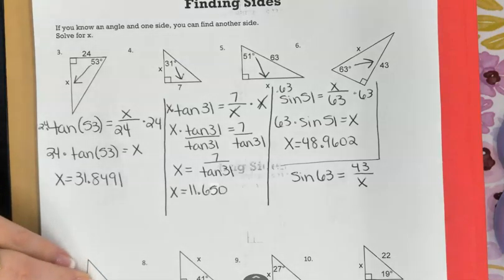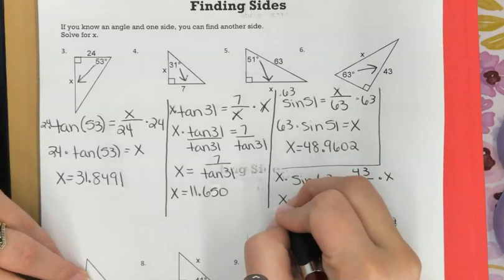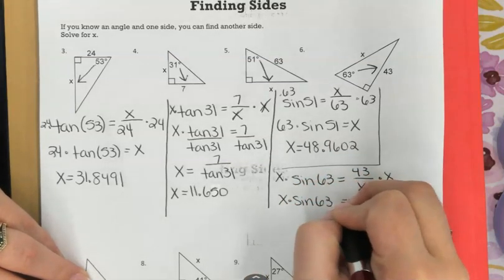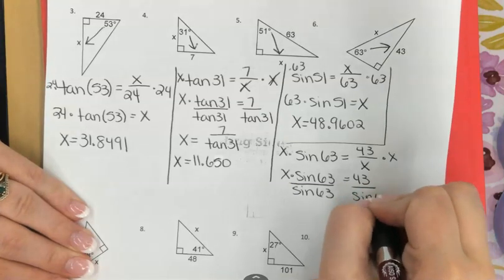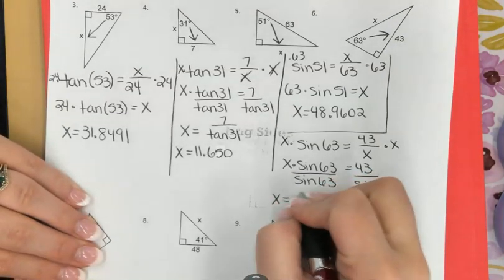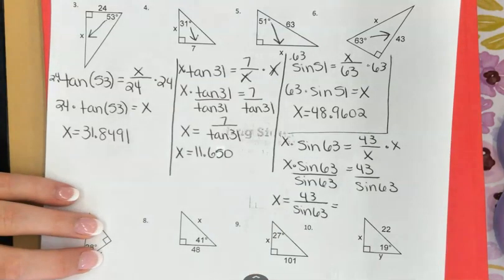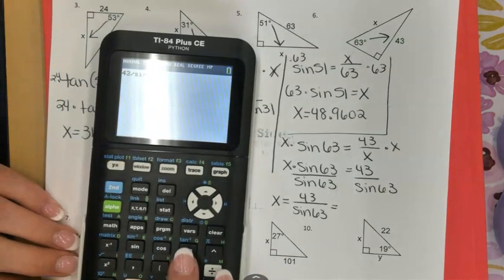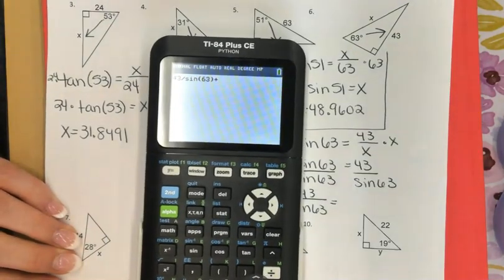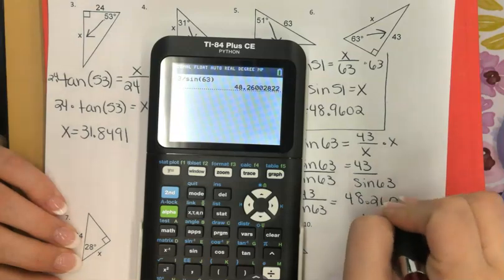Now remember, when x is in the denominator, the first thing that you're going to have to do is get it out of your denominator. So x times the sine of 63 equals 43, and then divide by sine. So what's going to go in my calculator is 43 divided by the sine of 63 degrees. Okay, and I get 48.2600.